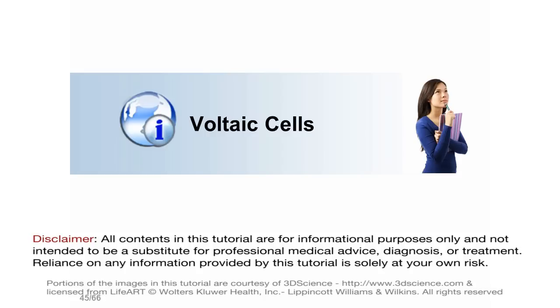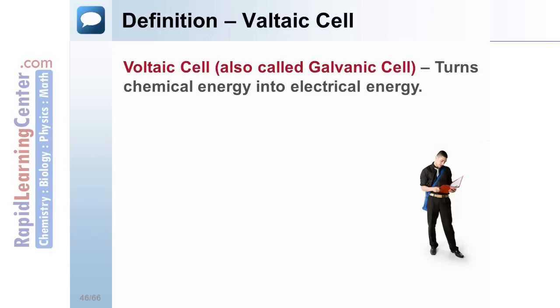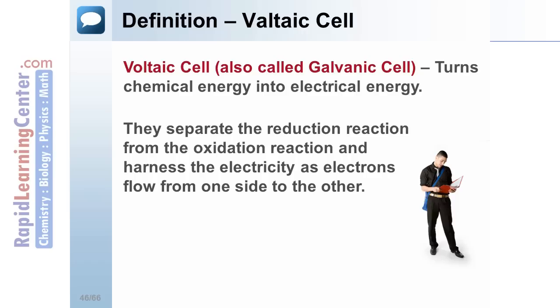What are voltaic cells? A voltaic cell is often called a galvanic cell. It converts chemical energy into electrical energy. By separating the two half reactions and having the electrons transfer to the reduction side over a wire, the cell produces electricity.